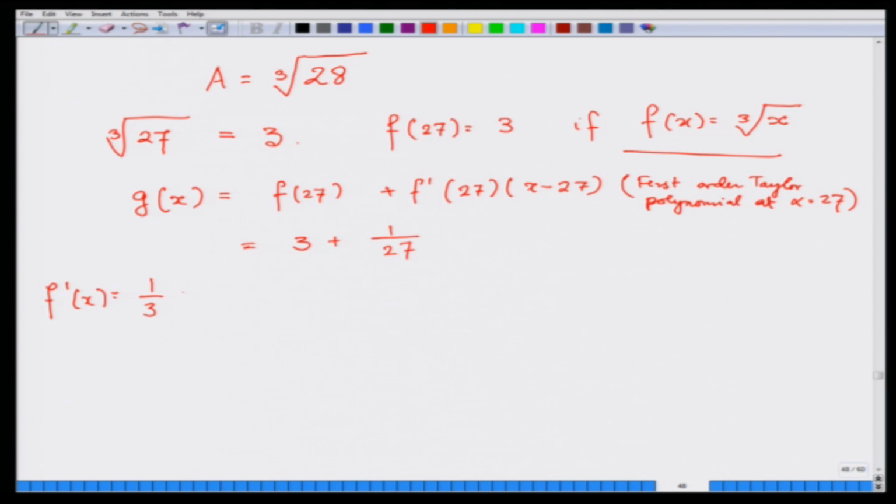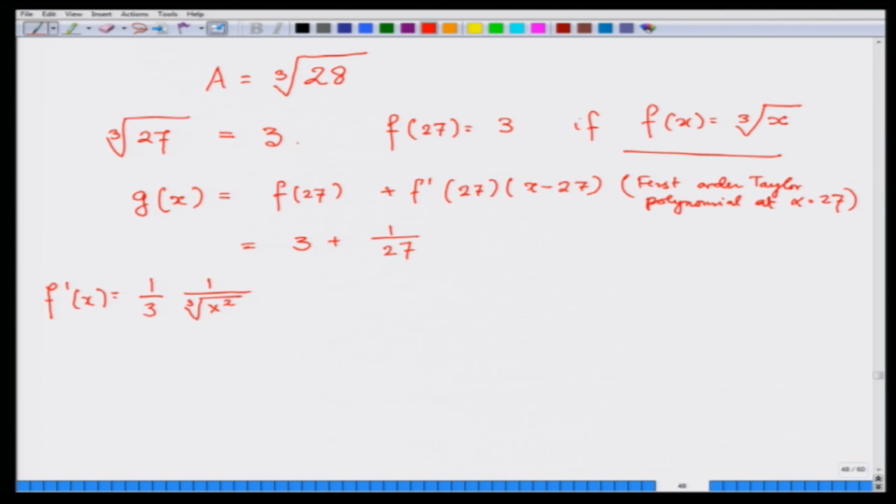So, basically 2/3 means 1 by cube root of x square, right. Once you do this, you will again see that you get x to the power minus 2/3.